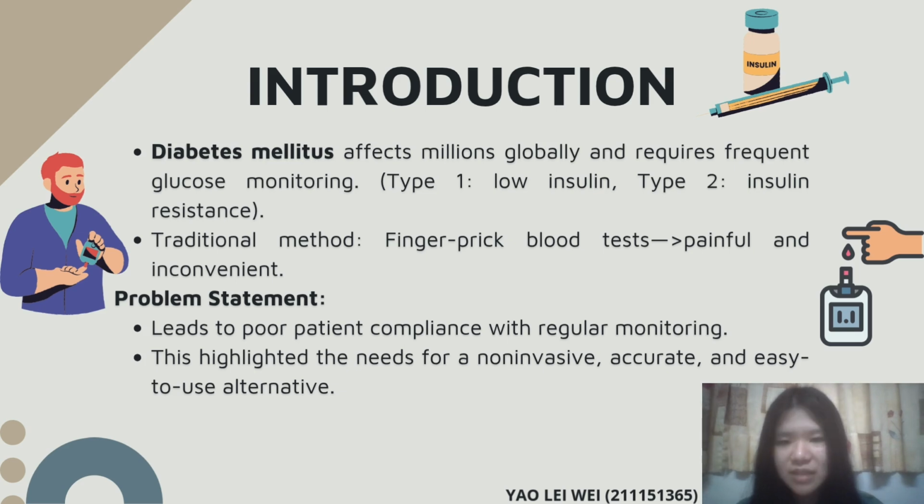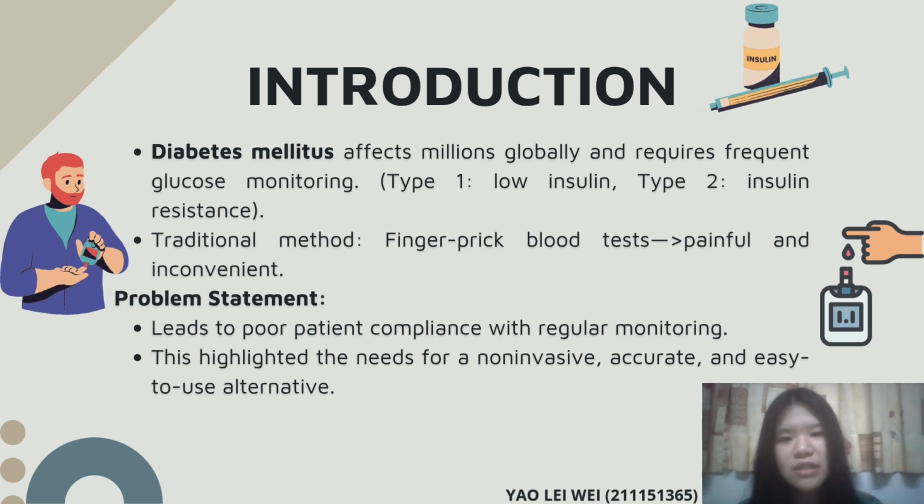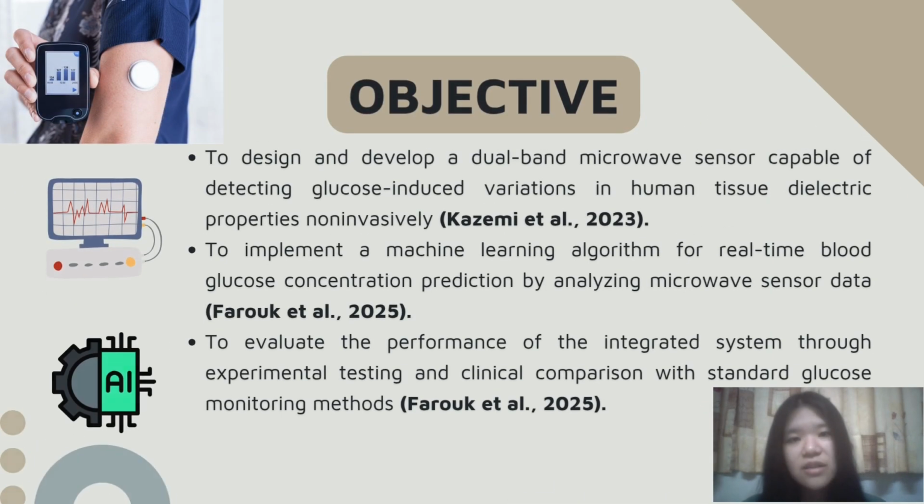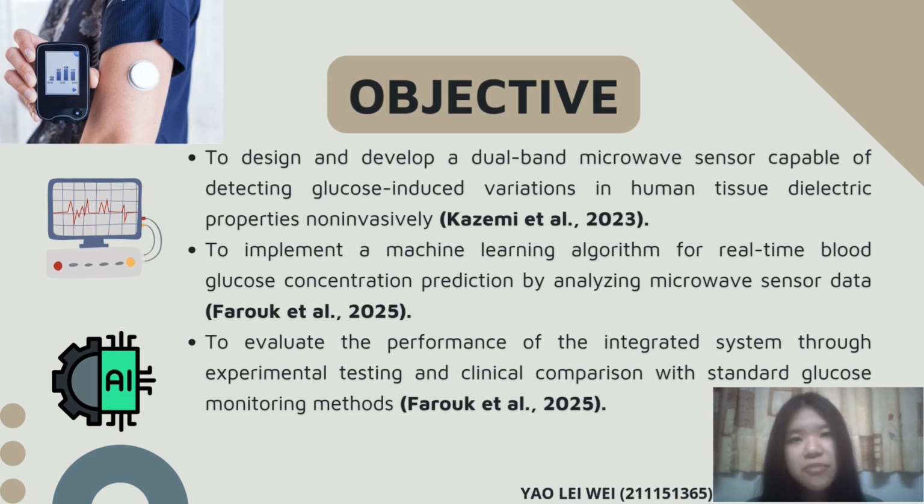For the problem statement, current glucose monitoring methods require frequent finger prick tests, which are often painful and inconvenient. This leads to poor patient compliance with regular monitoring, and this highlights the need for a non-invasive, accurate, and easy-to-use alternative glucose monitoring system. In order to address this issue, this project proposes a non-invasive blood glucose monitoring system that utilizes a dual-band microwave sensor integrated with machine learning.